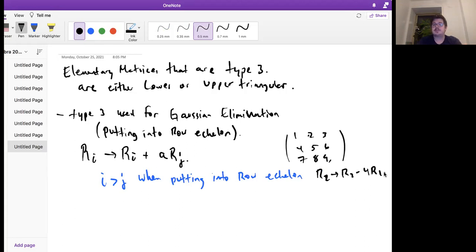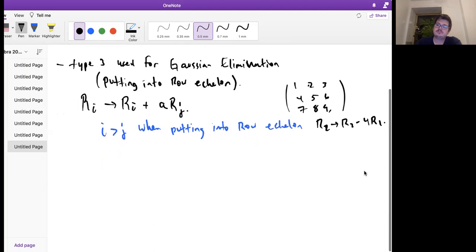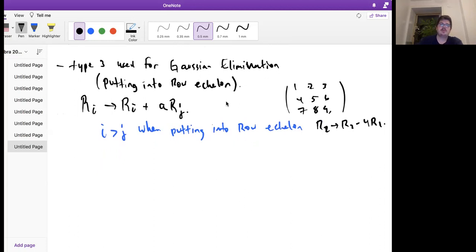Does that make sense? You're always using the smaller indexed row to delete a larger indexed row. Okay, so now if that's true, what do you know about a type 3 operation, row I to row I plus A row J? Is that upper or lower? So let's say if I is always greater than J, where does A go?